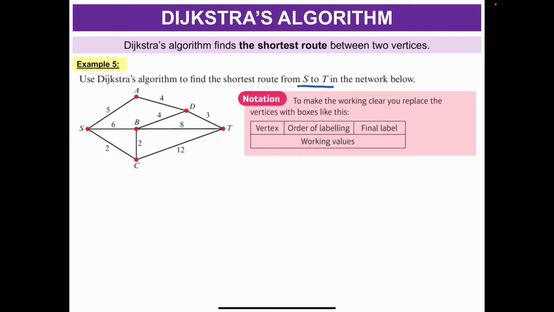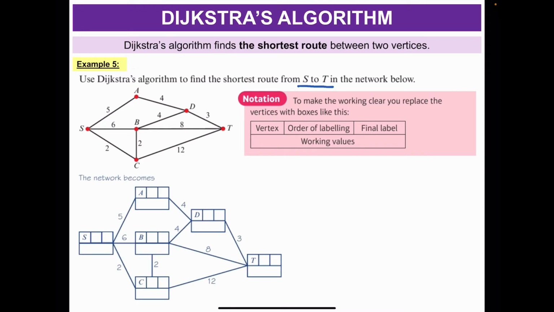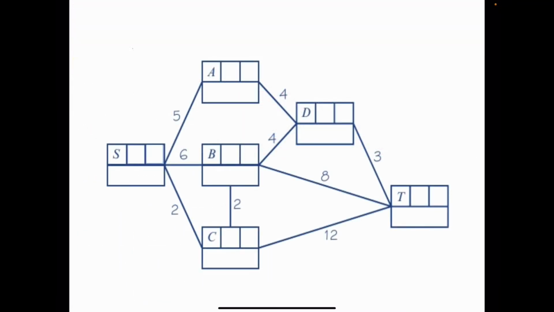What you need to do first is transform this network into something like this, where every single vertex will be replaced by these boxes. In the first box, that's the vertex name. The second box will be reserved for the order of the labeling, that means the order as we go through. The last box in the first row is the final label. And the big row at the bottom is reserved for the working values, as you will see how they are changed in a moment. So the network was transformed to something like this.